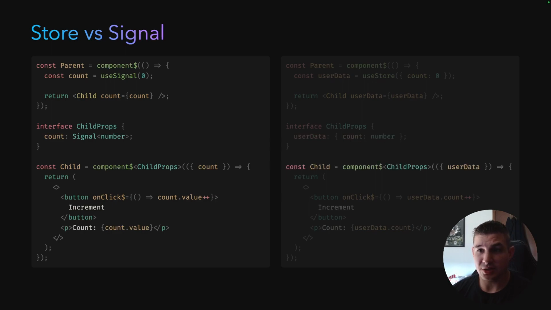We destructure userData from the props. We increment the count value from the userData object directly as before. And you render out the value of the count key from the userData object.